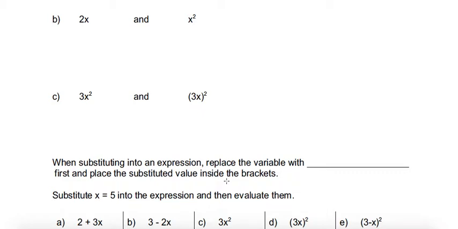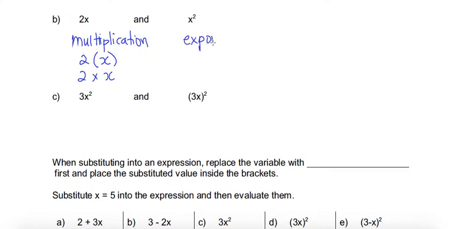In the second set of terms, we have 2x and x squared. In the first term, the 2 represents multiplication. So this is the same as 2 times x, or 2 times x, whichever way you want to think about it. And the 2 in the second term represents an exponent. So in this case, it would be x times x.